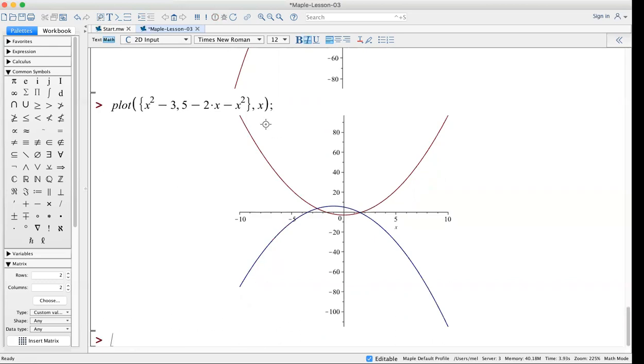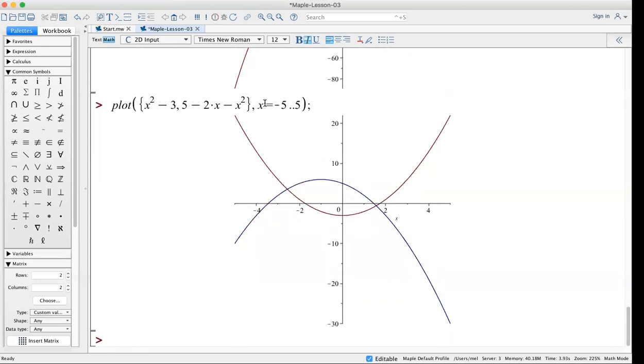So you see the parabola going up, that's in red. The second parabola going down is in blue. So that's kind of pretty. Let me just look at this from minus 5 to 5. And you can see these parabolas cross at 2 points.